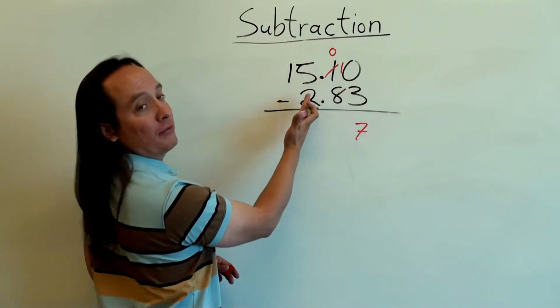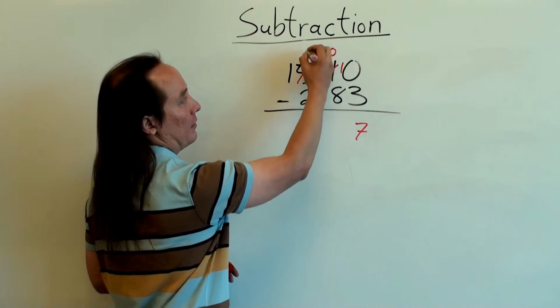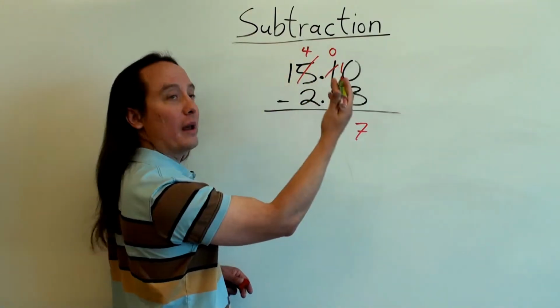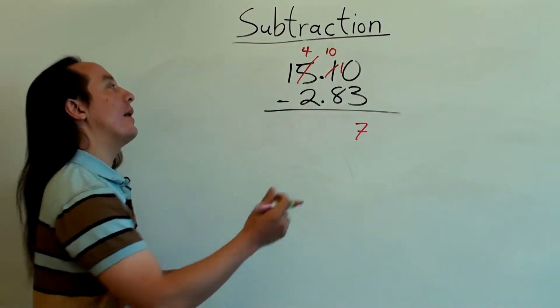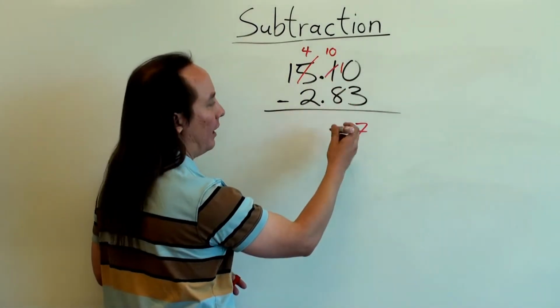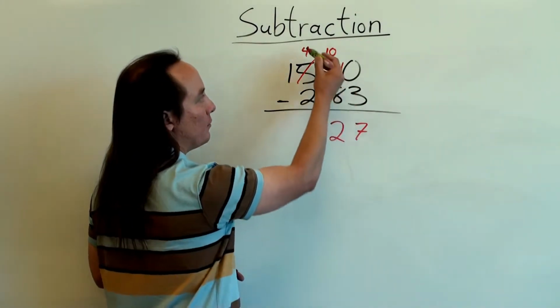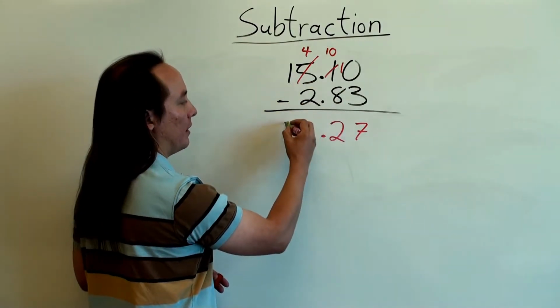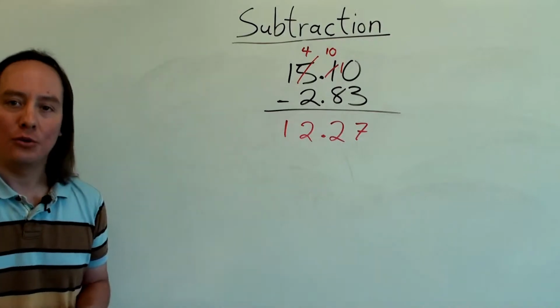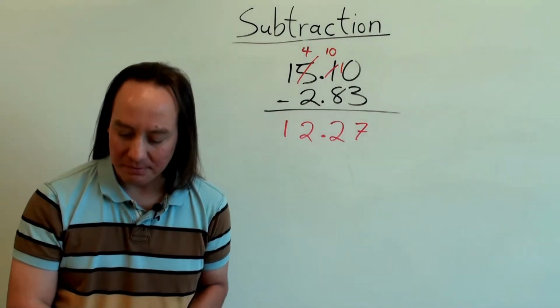I have to borrow from the 5. So I'm going to take 1 away from the 5 and leave 4 behind. The one I borrow, I'm going to go ahead and put on that 0 to make it into a 10. Now I can do the subtraction. 10 minus 8 is 2. 4 minus 2, that I can do, is also 2. And then 1 minus nothing is 1. So I get 1227. Okay?